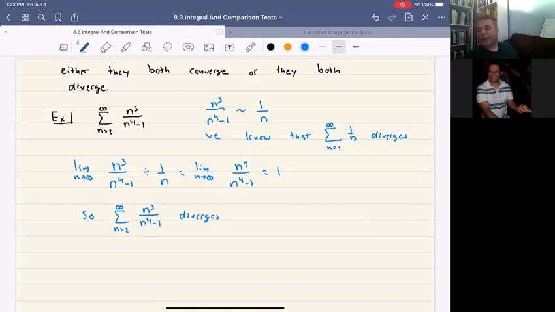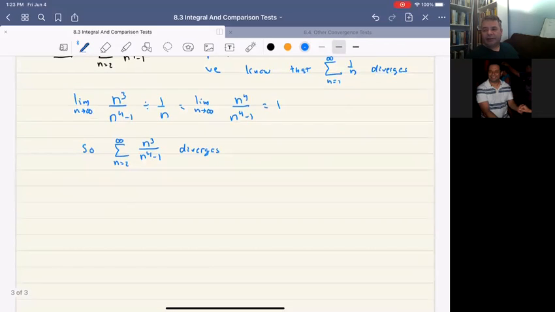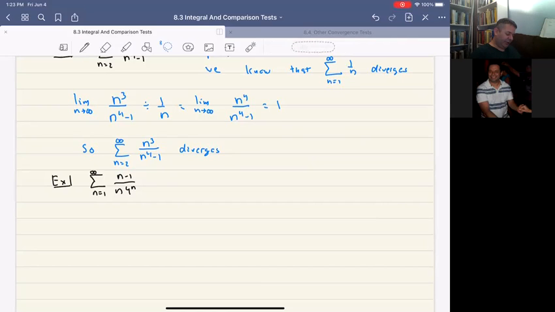Okay, let's take a look at another one. Let's take a look at the sum, n goes from 1 to infinity, of n minus 1 over n 4 to the n. Let me write that a little nicer.